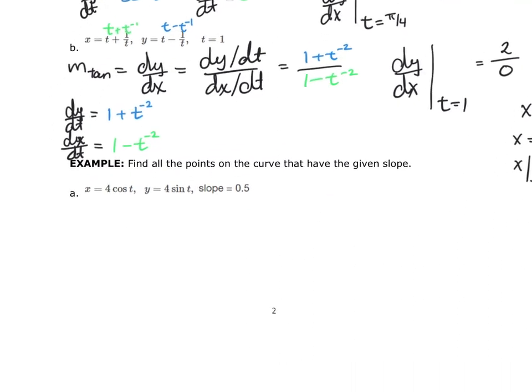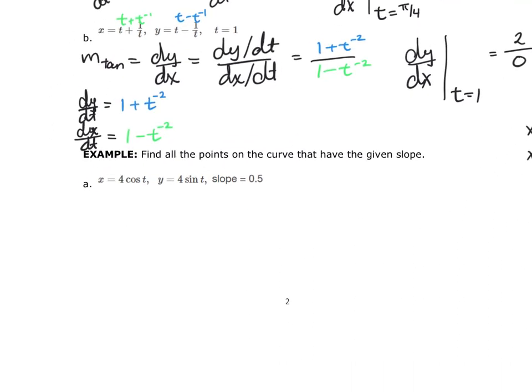Now, let's look at when they're asking us to find all the points on the curve that have a given slope. So it's similar to what we did before, except this time I'm going to tell you what dy/dt or dy/dx has to be. We have to figure out what the t is that produces that. So once again, I need to find dy/dx, which is dy/dt divided by dx/dt.